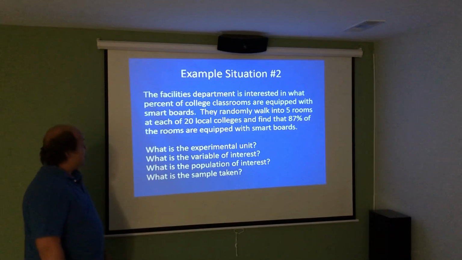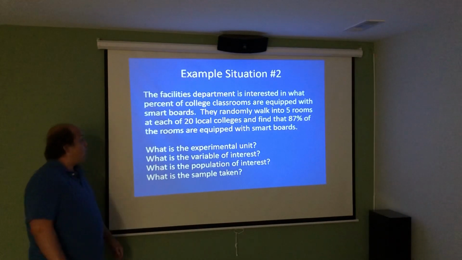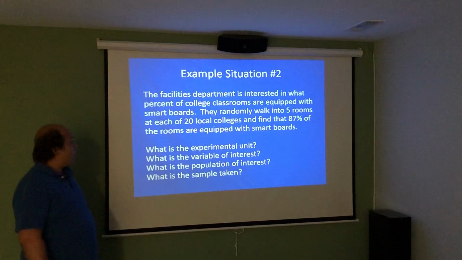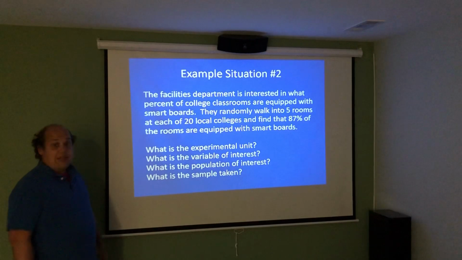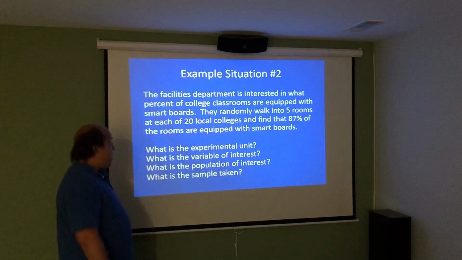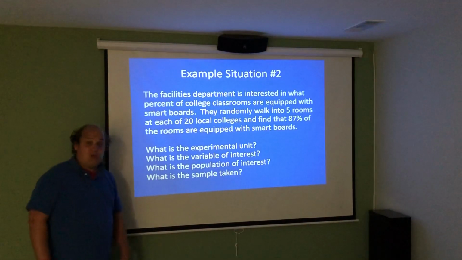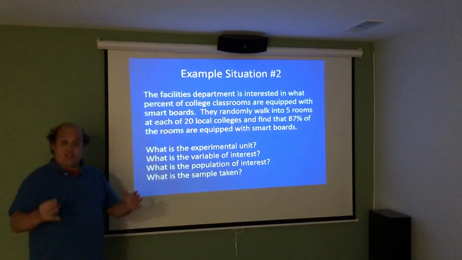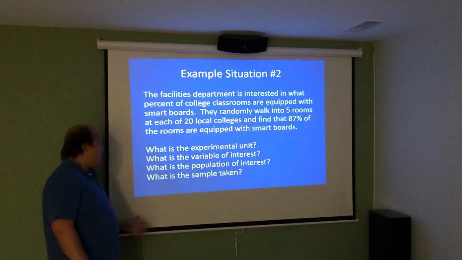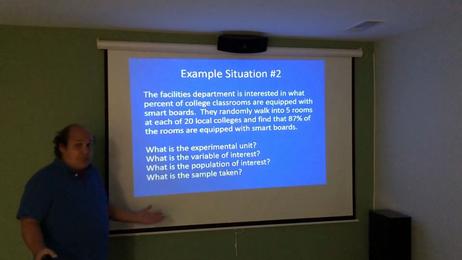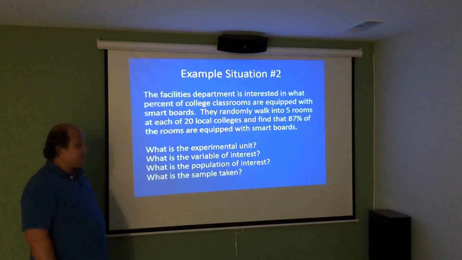Example situation 2. The facilities department is interested in what % of college classrooms are equipped with smartboards. They randomly walk into 5 rooms at each of 20 local colleges and find that 87% of the rooms are equipped with smartboards. So, in this case, the experimental unit, instead of being one student, is one room. Each room either yes has a smartboard or no does not have a smartboard. So the variable of interest is has a smartboard, does not have a smartboard.